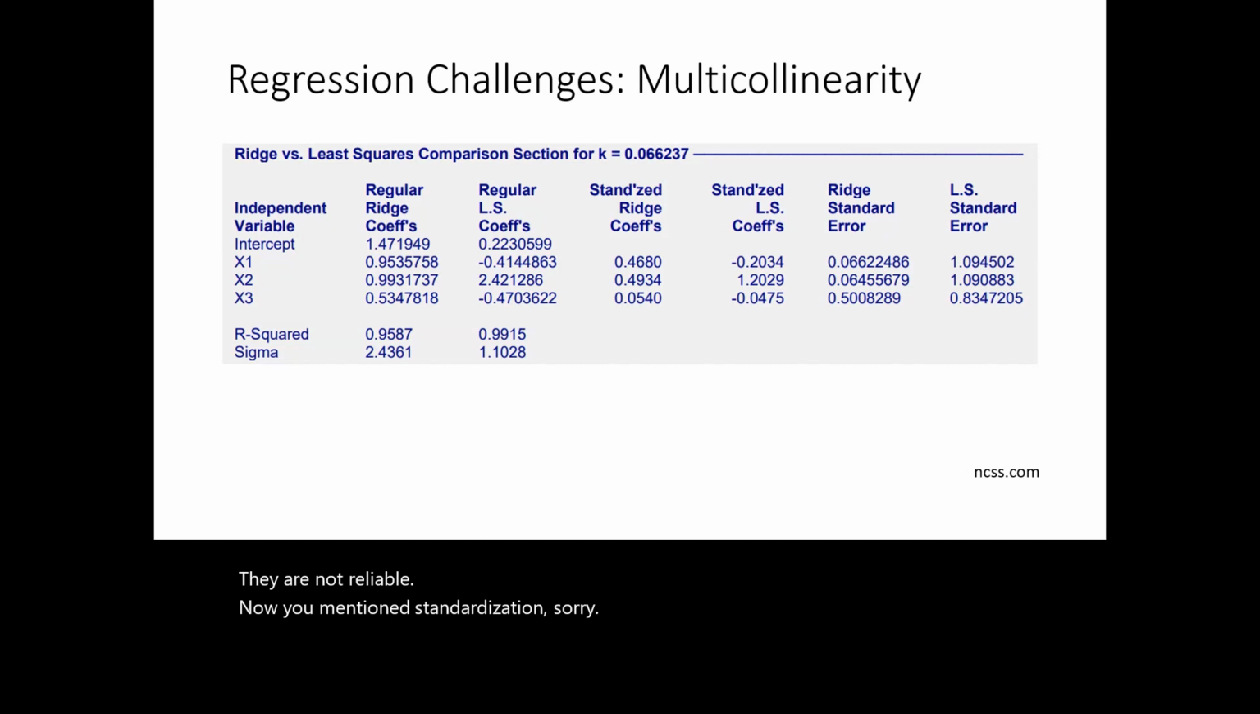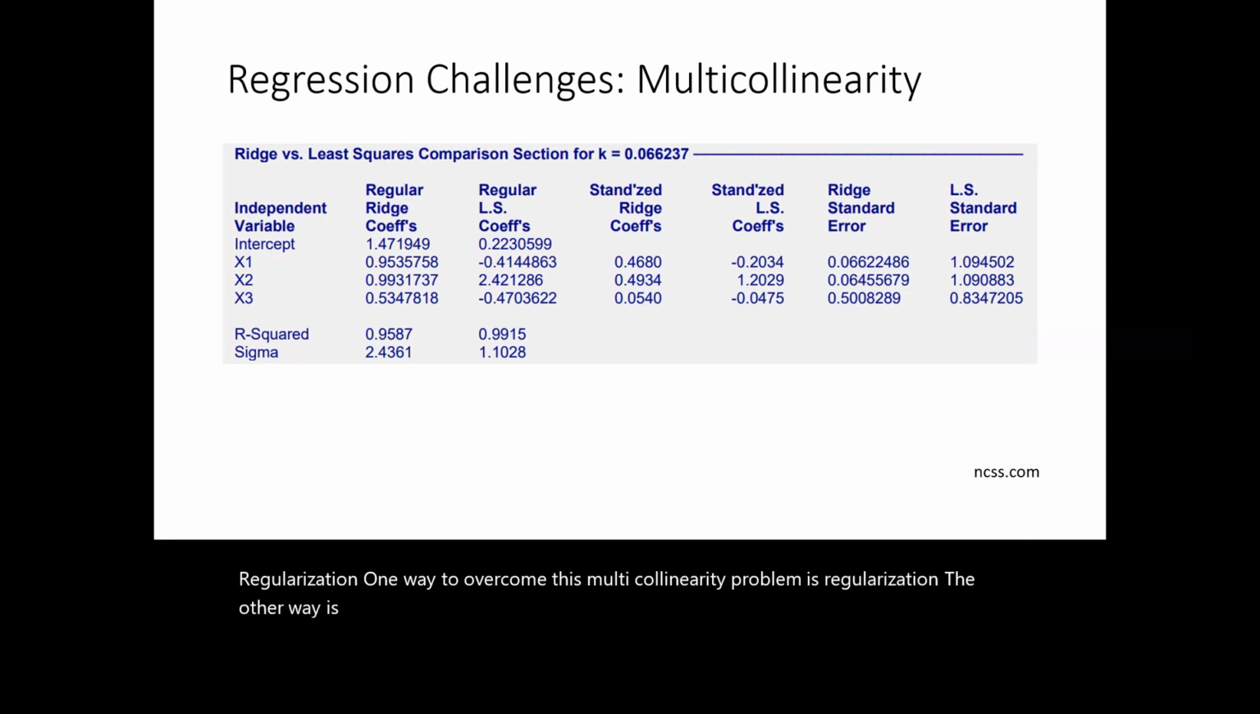Now you mentioned standardization, regularization. One way to overcome this multicollinearity problem is regularization. The other way is to get rid of multicollinearity from the data. We will look at that in a future session. How do we do that? But today, for regression, what can we do for multicollinearity?